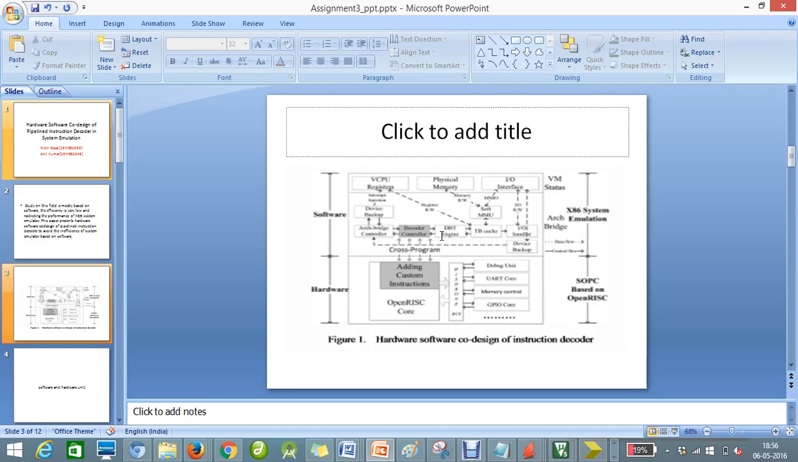So we are adding both parts, that is software and hardware. Software part will consist of decoder controller, and hardware part will consist of adding custom instruction. So these are both coupled with the help of cross programming. That's why we have mentioned here, with the help of cross programming we are doing this instruction decoder.